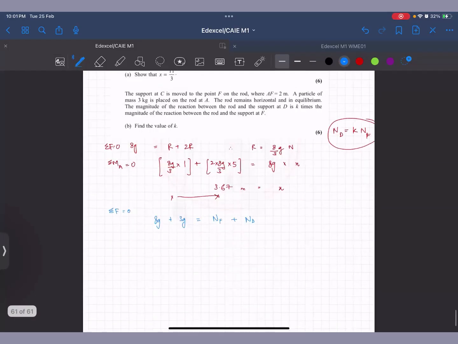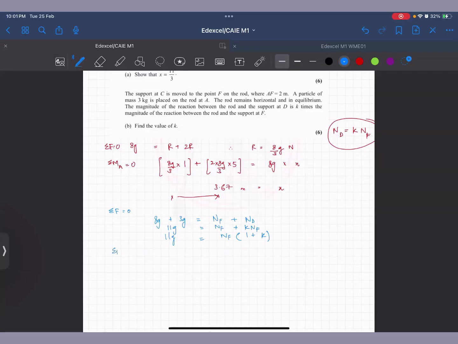Okay, now we have everything. And normal force at D is K times normal force at F. This is 11g. So normal force at F times 1 plus K, right? Or something like that. This is for the first equation that we got.